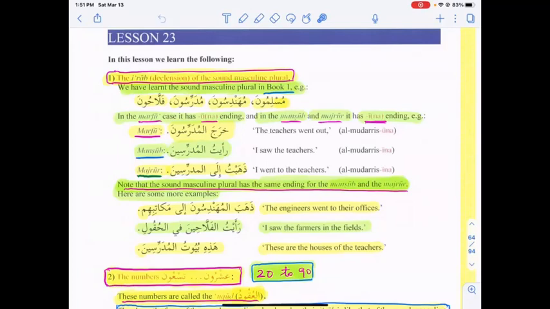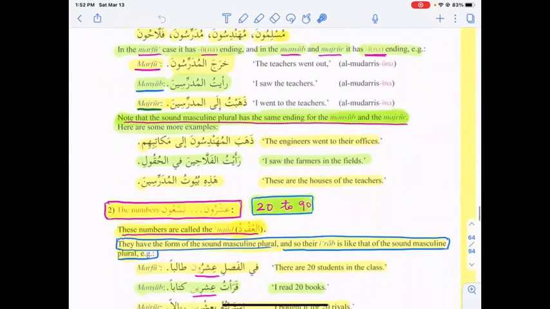So I have been ignoring it for a good reason, because I don't want to burden you. Now, lesson 24, I'll go slowly into it. And also, lesson 23 has got numbers, so we will do those numbers also, inshallah. So here we come.